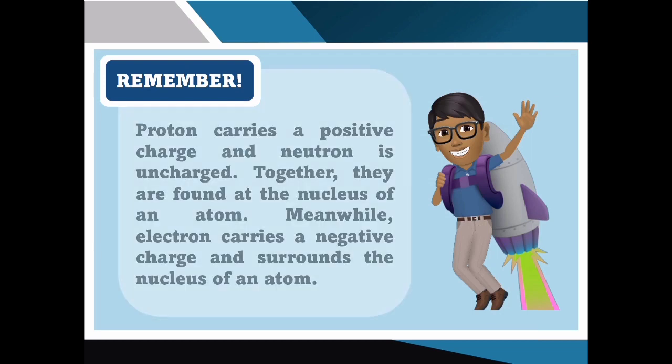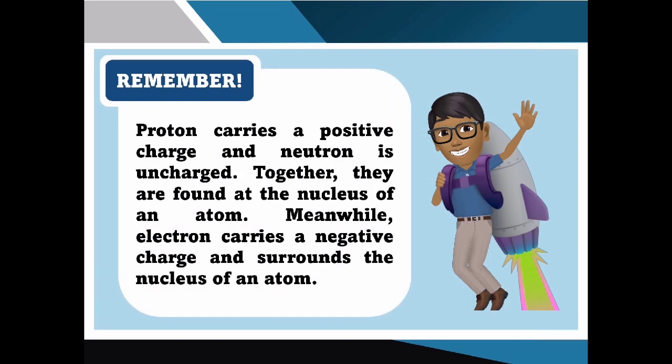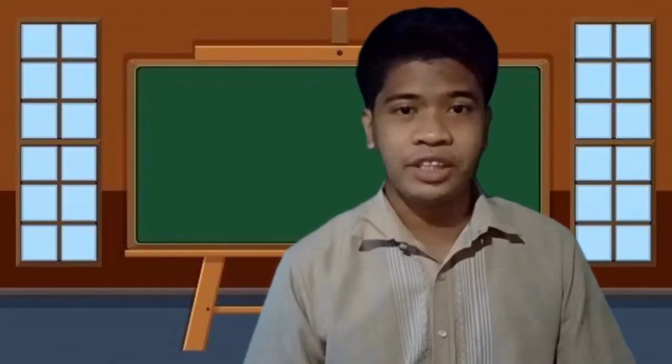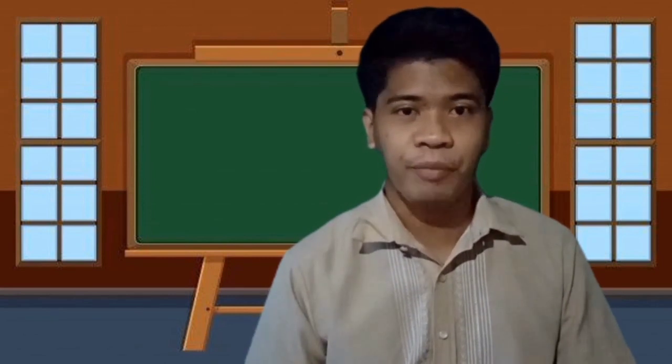Remember, proton carries a positive charge and neutron is uncharged. Together, they are found at the nucleus of an atom. Meanwhile, electron carries a negative charge and surrounds the nucleus of an atom. Now, you can already accomplish the activities in your learning activity sheet number 5.